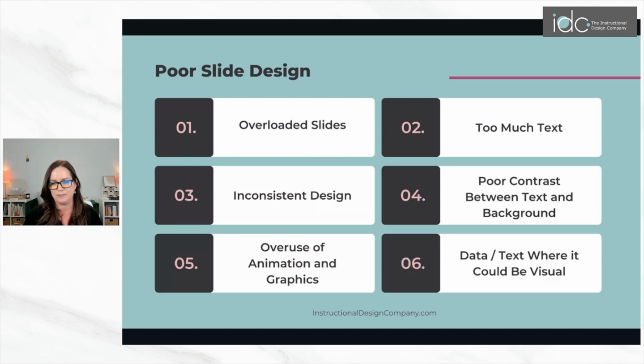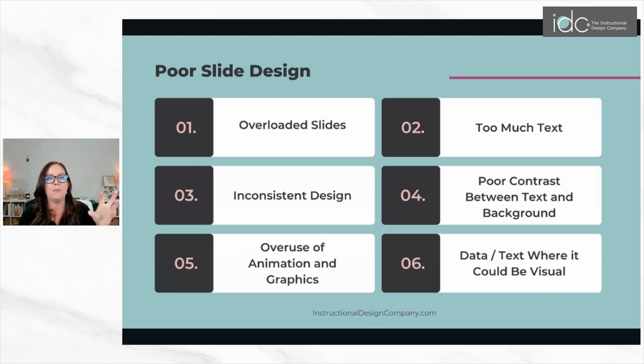Then number 6, this other piece that we want to try and avoid, or that could be considered poor slide design, is using data or text where it could be visual. For example, the boxes, the 4, 6, and the 8, that could have been presented as a table: on 4% you get this, 6% you get this, 8% you get this. Or we could change it and make it more visual.